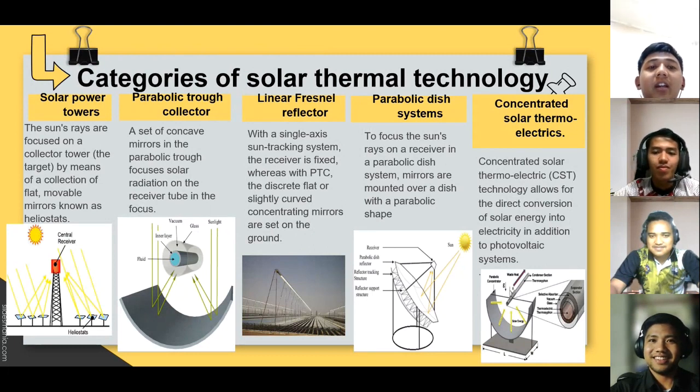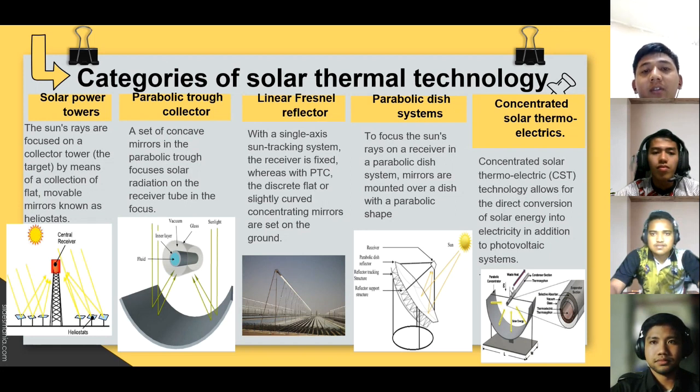There are several categories of solar thermal technology. First, solar power tower. Second, parabolic trough collector. Third, linear Fresnel reflector. Fourth, parabolic dish system, and fifth, concentrated solar thermoelectric. For the first, the solar power tower, the sun rays are focused on a central tower by means of a collection of flat movable mirrors known as heliostats. For the parabolic trough collector, a set of concave mirrors in the parabolic trough focuses solar radiation on the receiver tube at the focus.